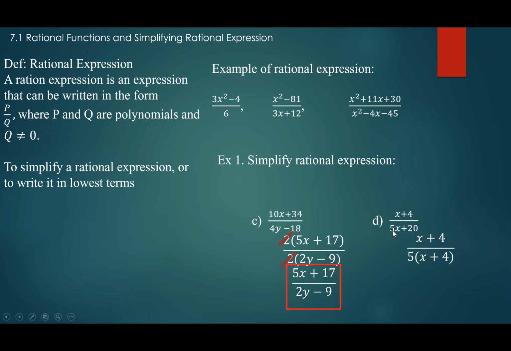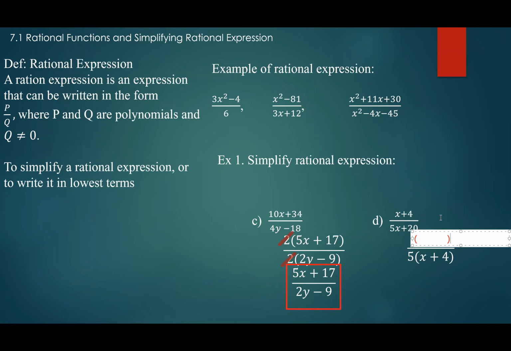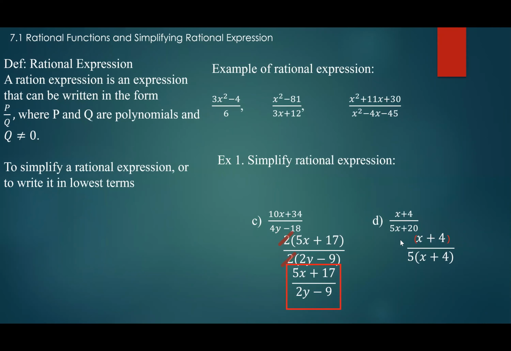But on the denominator, do you agree that with 5x plus 20, I can take out a 5? And let me write it this way. Do you agree that this is what I have on the denominator? I have 5 times x plus 4, because 5 times x is 5x and 5 times 4 is 20. And this is what you have, ladies and gentlemen. On the numerator, I have x plus 4. On the denominator, I have 5 times x plus 4.